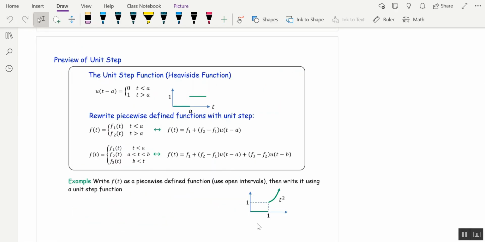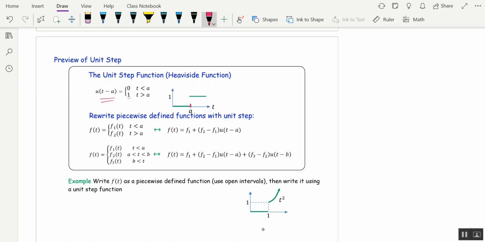All right, the last thing I'm going to do with you is a preview of the unit step function. The great thing about Laplace transforms is that they work for discontinuous functions, and in real life, a lot of functions are discontinuous. So first of all, here's the definition of the unit step function. It's like an on-off switch. It's 0 if t is less than a, and as soon as you hit a, it becomes 1.